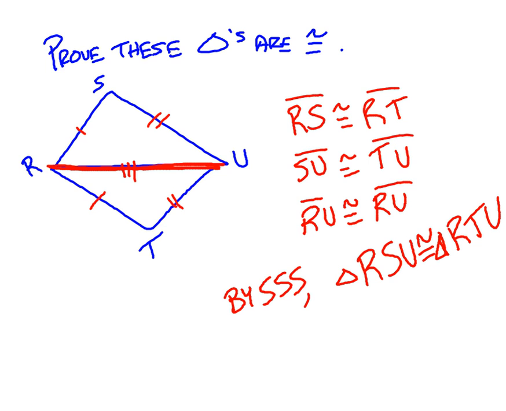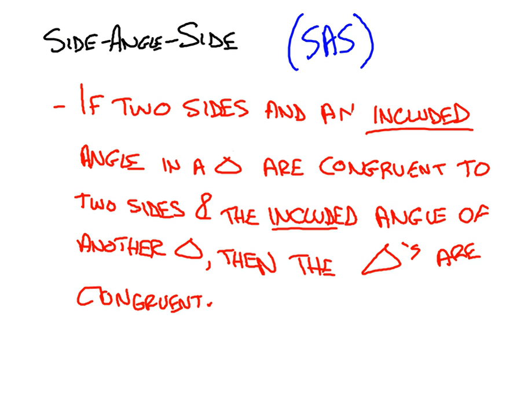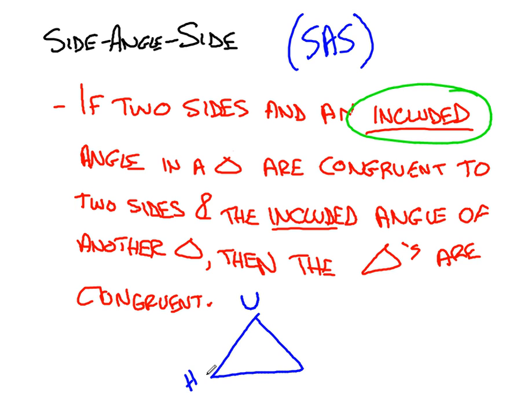Side, side, side is not the only shortcut. We also have side, angle, side. So if we have two sides and an included angle, that's really important, this included angle, meaning the angle has to be between the two sides. If we have a pair of those for triangles, then we're going to have congruent triangles. So let's say I have triangle UHS, and I'm going to have this triangle be triangle DOT.